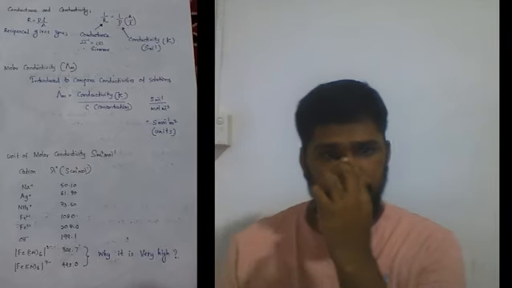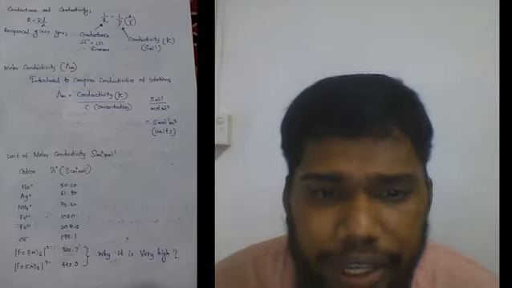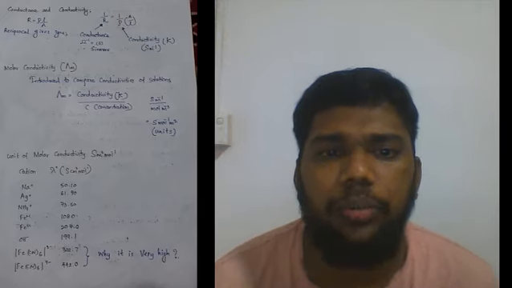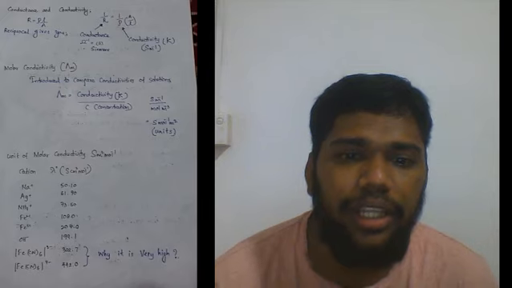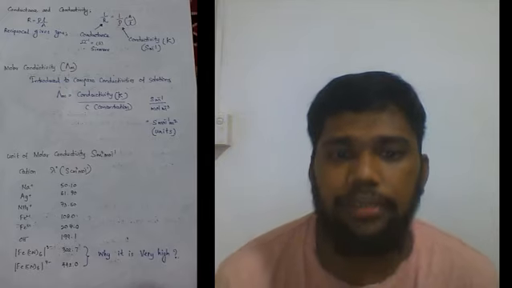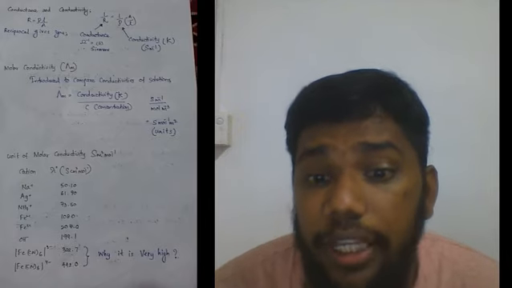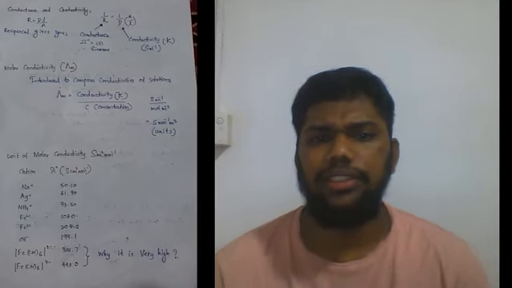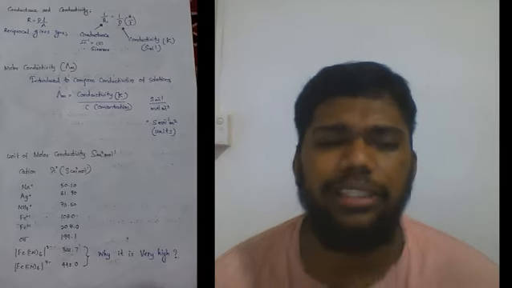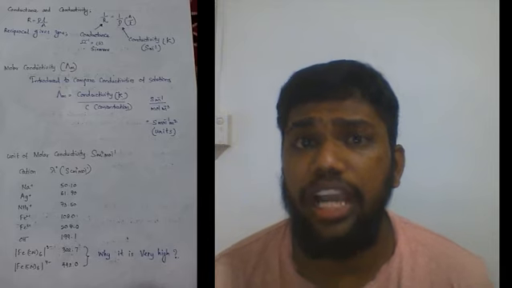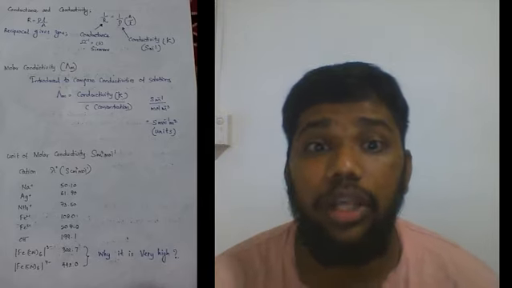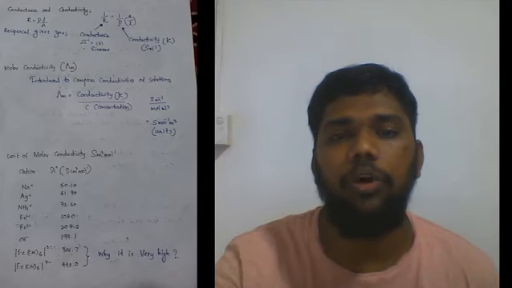I have given some important molar conductivities of ions. You don't need to memorize these values by heart, but think about the last two, the ferric and ferrous cyanide complexes. The molar conductivity is very high. So why is it? Think about these complex anions. They can give a lot of ions. Therefore, they will have a good molar conductivity as well. That is the normal reason.